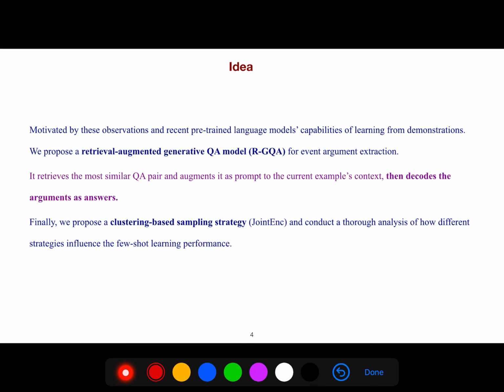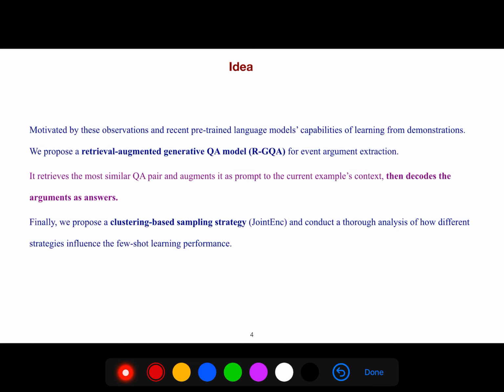Motivated by these observations, and by the capabilities of recent pre-trained language models of learning from demonstrations, we propose a retrieval-augmented generative QA model for event argument extraction. It retrieves the most similar QA pair and augments it as a prompt to the current example's context, then decodes the arguments as answers.